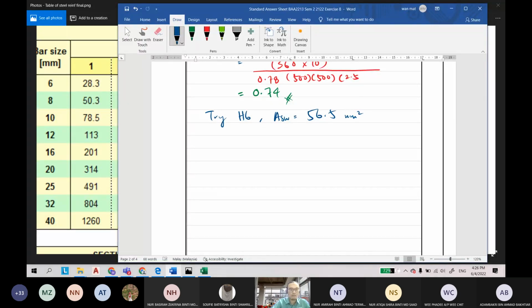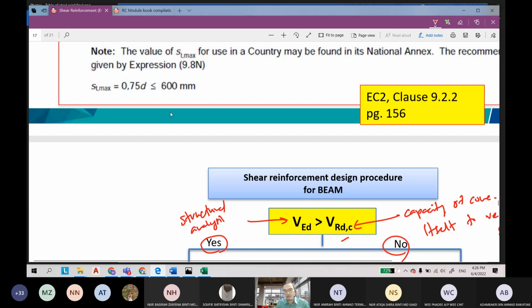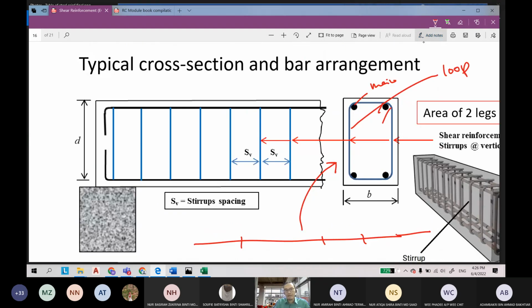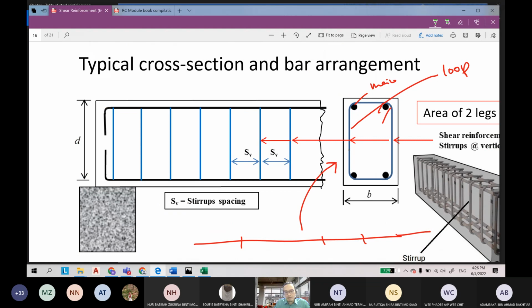We select 2 because we have the loop. The number of loops, if we have 1 and 2, that's why for ASW we must refer to 2.